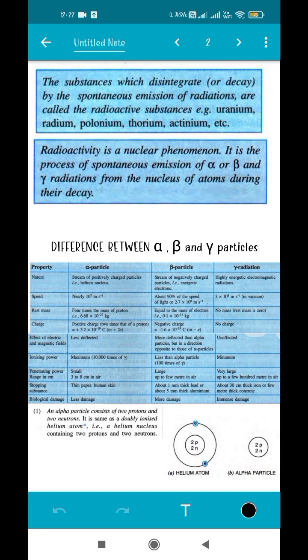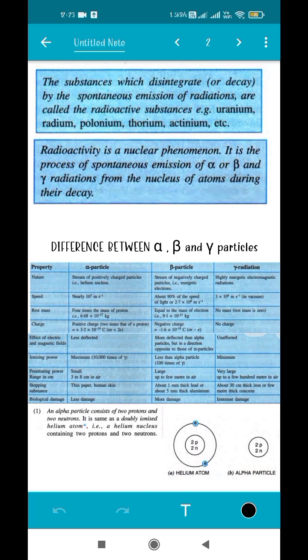First of all, what are alpha particles? Alpha particles are actually the helium nucleus and they are positive in nature. As you can see in the figure below, a helium atom consists of 2 protons and 2 neutrons inside the nucleus, and outside it contains 2 electrons. If both the electrons are removed, we have just the nucleus left with us. The nucleus contains 2 protons and 2 neutrons. So this nucleus of helium is known as an alpha particle.